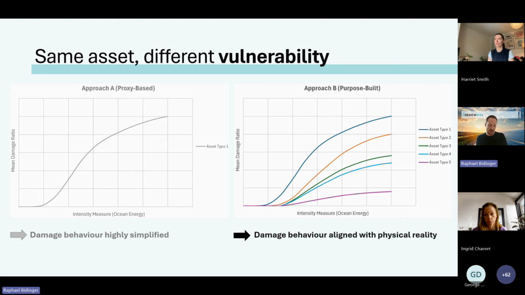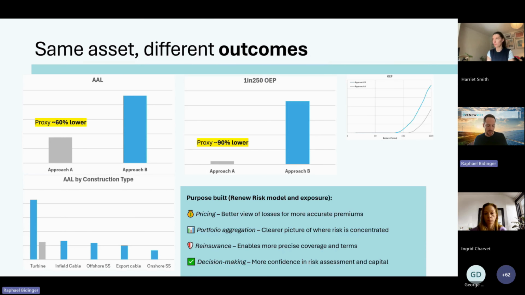So now, if we combine the differences in the exposure representation, the hazard impacts, and the vulnerability functions, what does that mean in terms of model losses? As expected, we see quite a big difference in the model losses for both approaches. With the proxy approach, here I'm showing the annual average loss in the first chart being about 60% lower than the purpose-built modeling approach. And that difference in model losses becomes even more significant in the tail. Here, as a second example, I'm showing the 1 in 250 OEP loss, where the losses are about 90% lower under the simplified scenario.